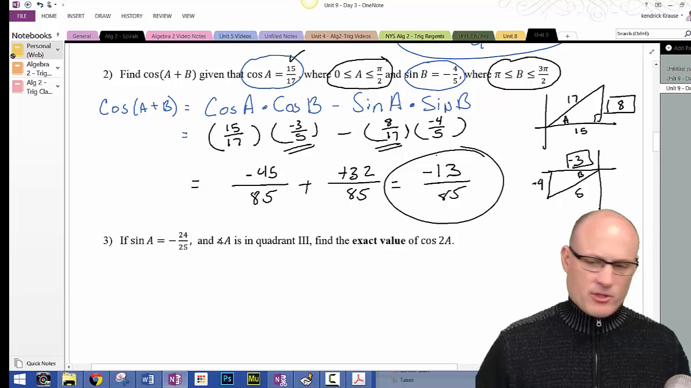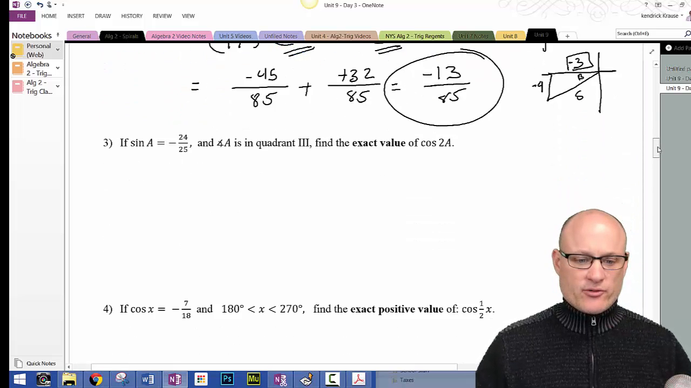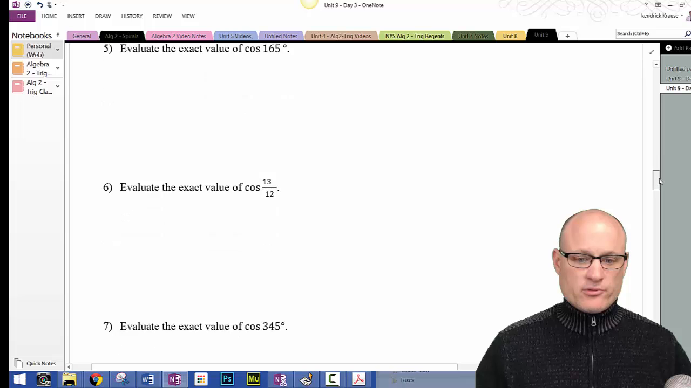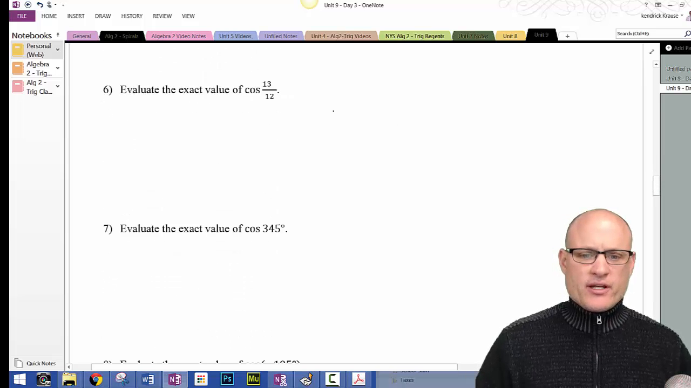All right, next problem we're going to do is 6. So we're going to bounce down to 6. So scroll. This did not come out right. This should have been a 13 pi over 12, I think.